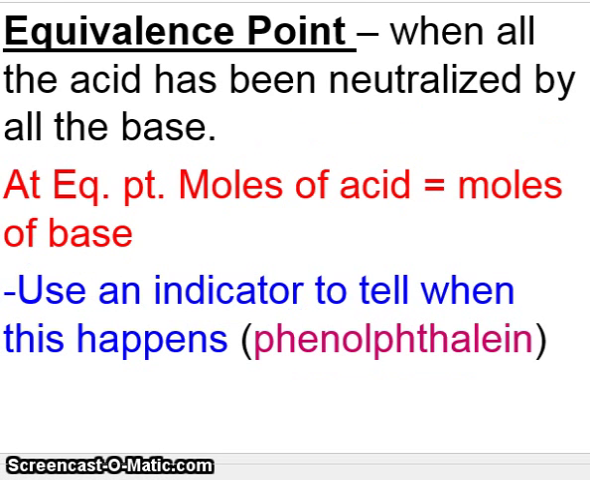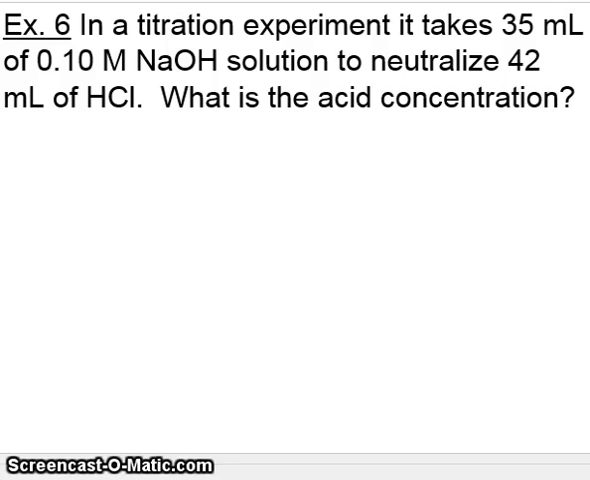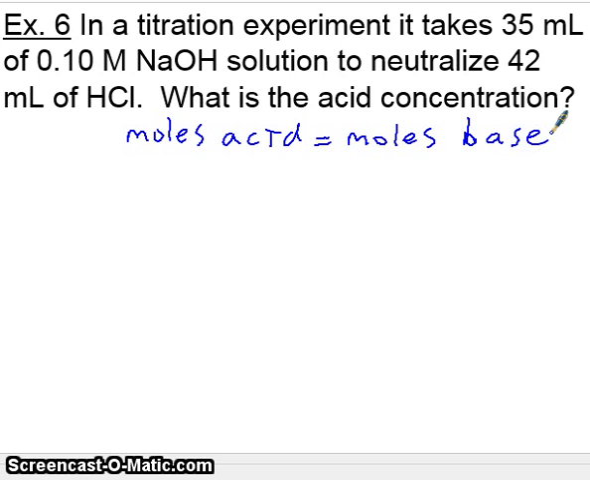So let's see if we can wrap our heads around this problem. In a titration experiment, it takes 35 milliliters of 0.10 molar sodium hydroxide solution to neutralize 42 milliliters of HCl. What is the acid concentration? So what we'll do is we'll realize that at the equivalence point, moles of acid equals moles of base. So what we need to find is moles of base.